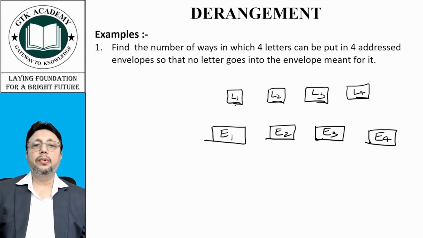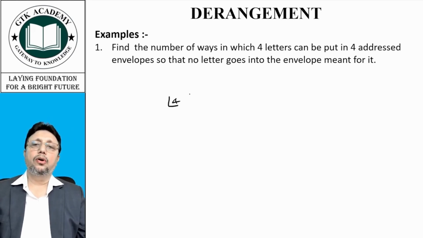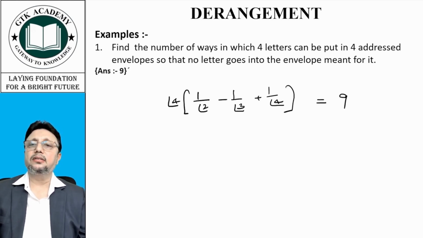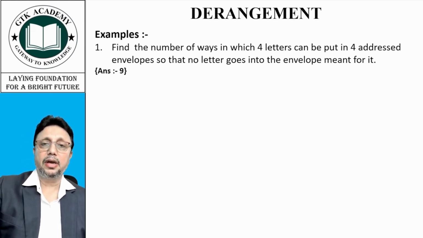So we have to keep L1 in E1, L2 in E2, L3 in E3. Now he is asking no letter goes in the envelope meant for it, that means it is derangement. The formula is factorial 4 times 1 upon factorial 2 minus 1 upon factorial 3 plus 1 upon factorial 4, and this is equal to 9. So 9 is the answer. We did a similar question, so no need of doing again the same calculation.